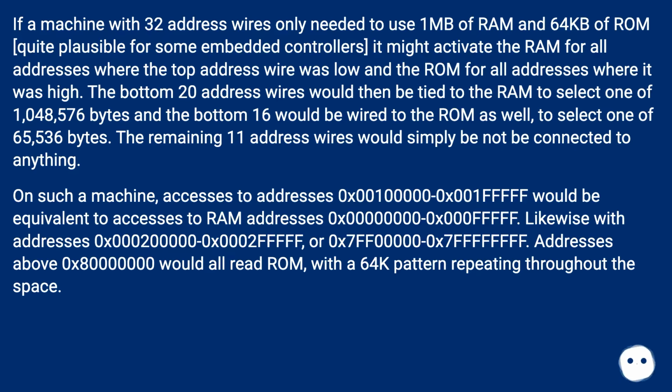On such a machine, accesses to addresses 0x00100000-0x001FFFFF would be equivalent to accesses to RAM addresses 0x00000000-0x000FFFFF. Likewise with addresses 0x00200000-0x002FFFFF, or 0x7FF00000-0x7FFFFFFF. Addresses above 0x80000000 would all read ROM, with a 64K pattern repeating throughout the space.